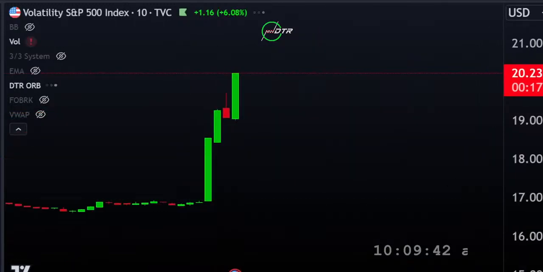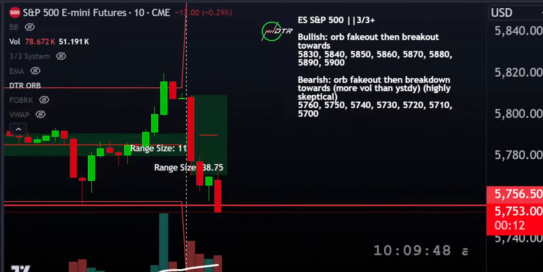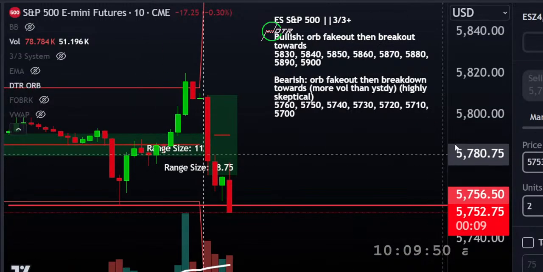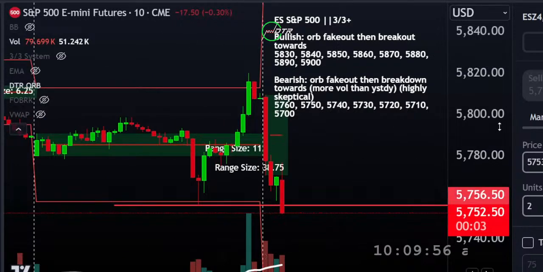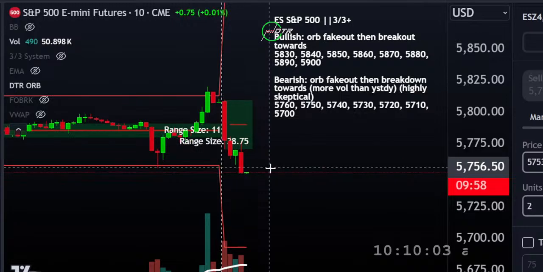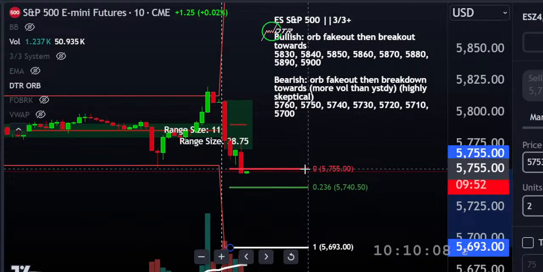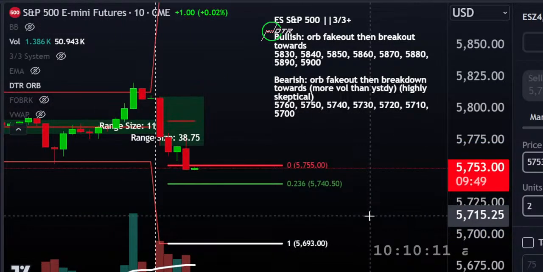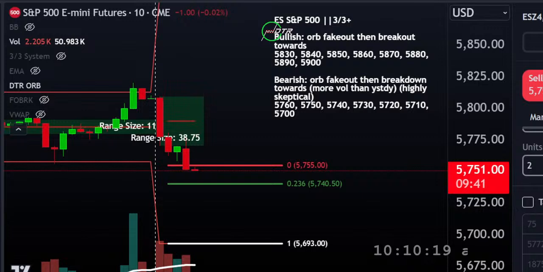VIX now above 20. So we're seeing very aggressive selling pressure here. So again, right now bringing up my order window again. And let's see if this thing can set up the way that we want. So it held. So stop loss for now, 5755. And we're looking for elevator down, stairs up.